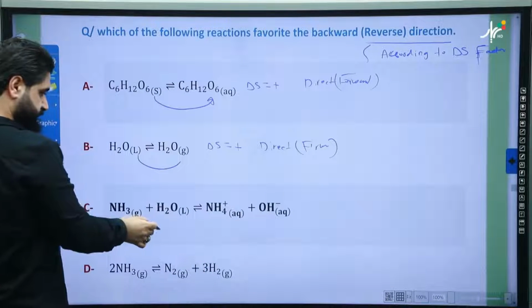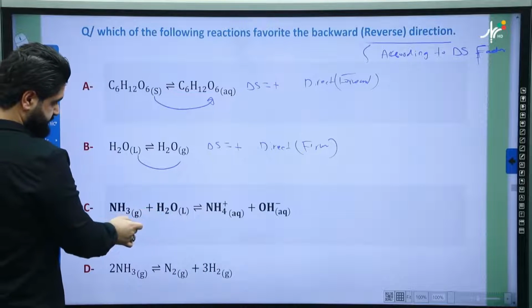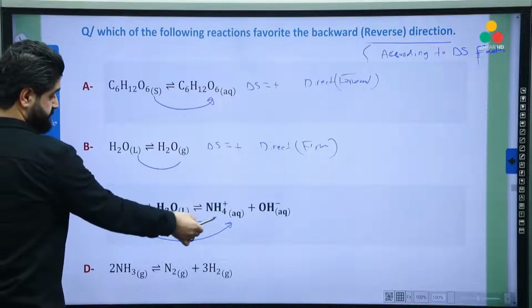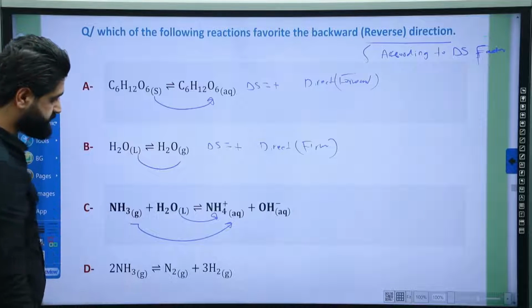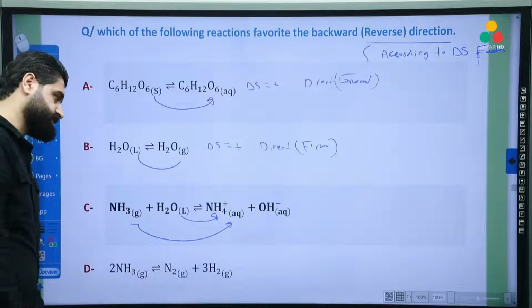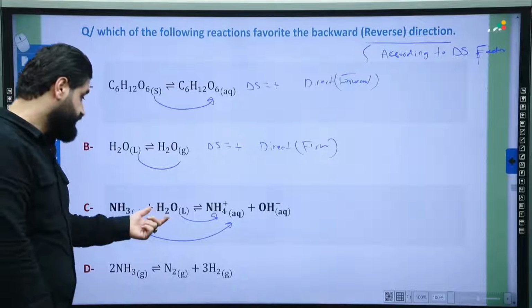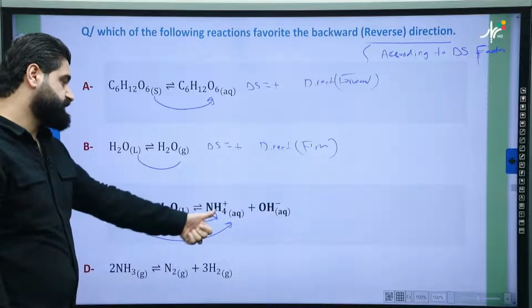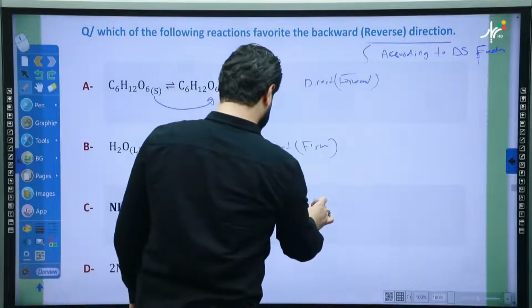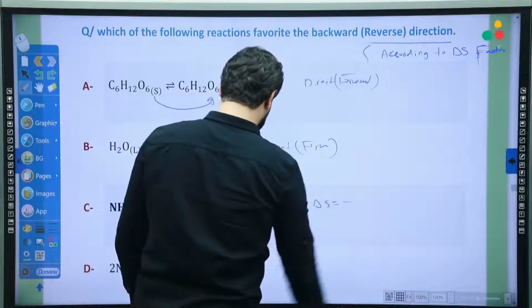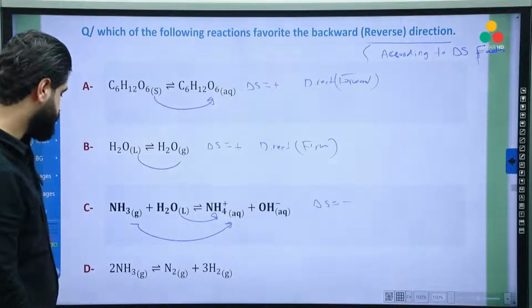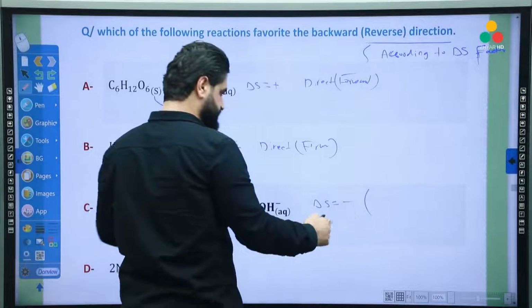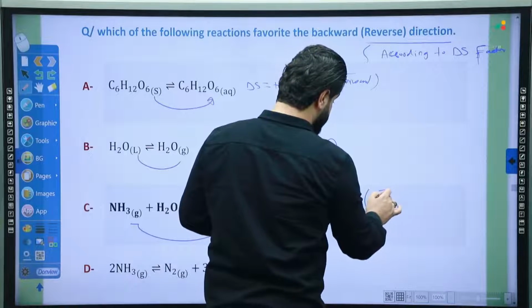Here, NH3, look, gas to aqueous, or liquid to aqueous. Look, how can you decide this type of reaction? Here, don't focus on liquid to aqueous, because we have gas converted to aqueous, so delta S is negative, right? Because the delta S value of this reaction is negative, the direction will be reverse.